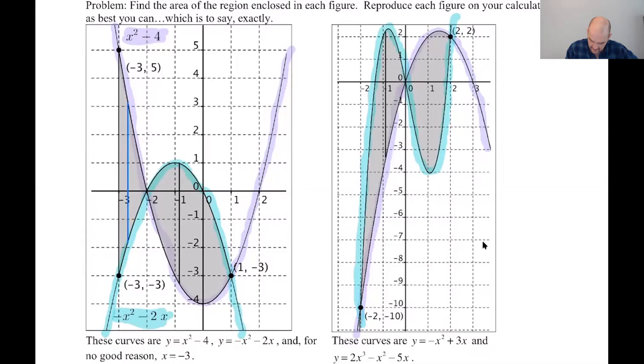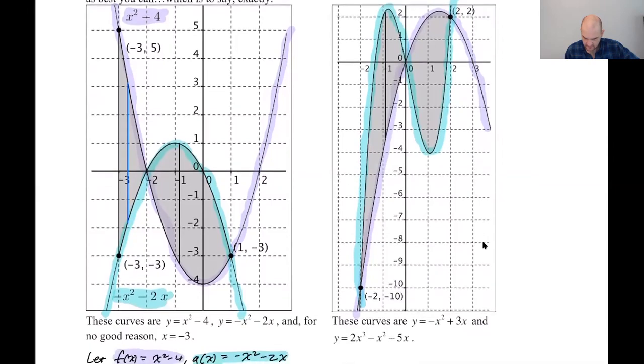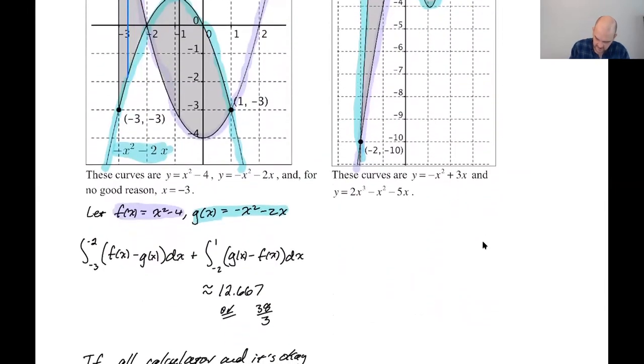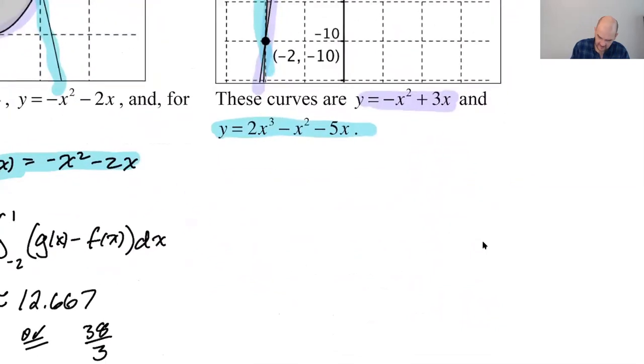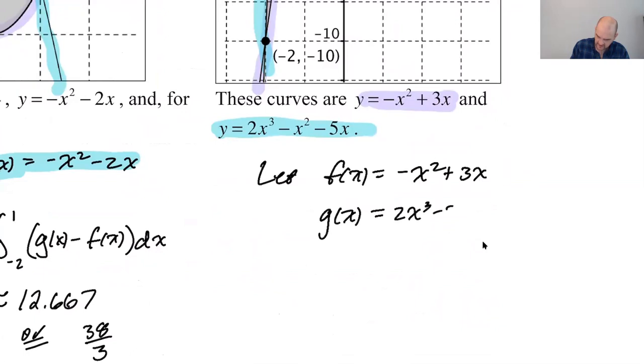like this. So it's going to be blue minus purple. But first, let's see. So I made the cubic blue, the quadratic purple. Let's make some let statements. Let f of x equal negative x squared plus 3x, and g of x equal 2x cubed minus x squared minus 5x. And then for my convenience, I'm going to highlight these again, because now I can just talk about blue and purple, which is what I want to do.